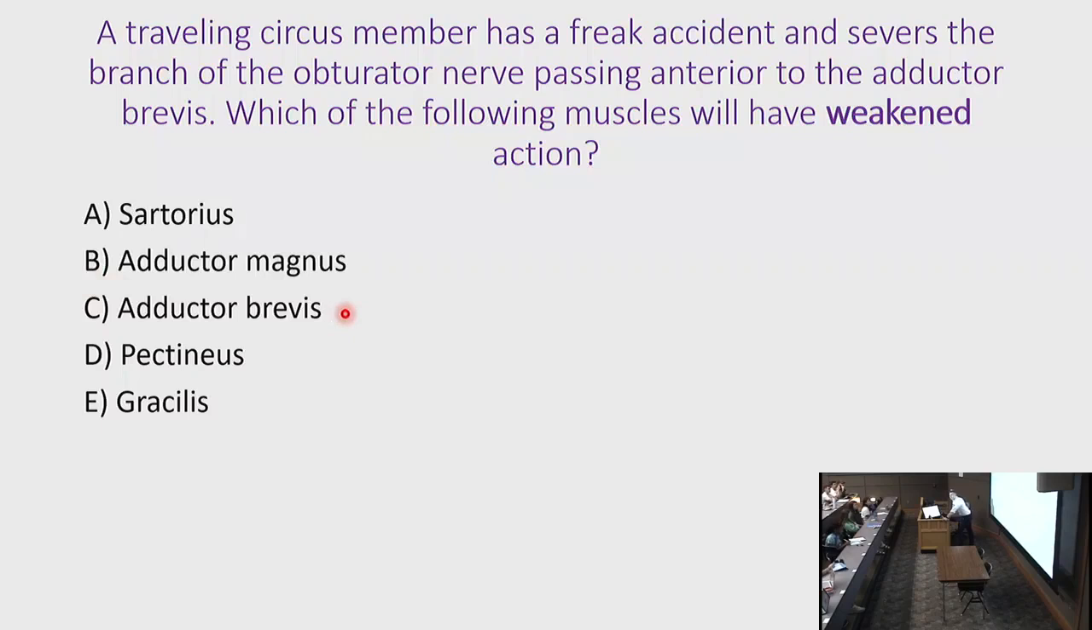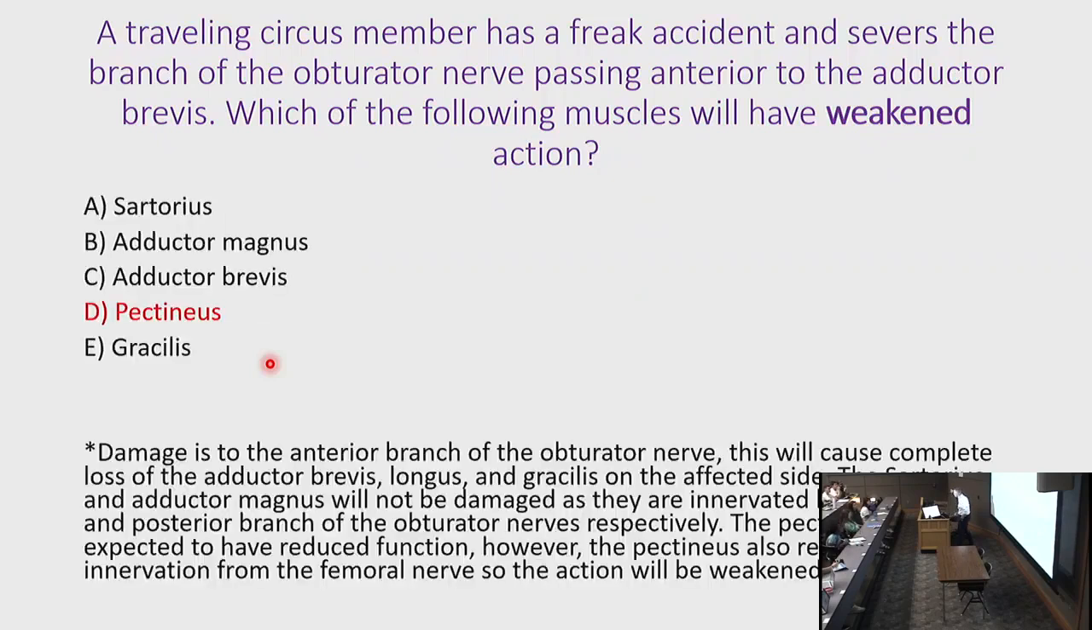Adductor brevis, only innervated by the anterior division. So that would be loss of all of the motor function, because there's no other nerve that's innervating that muscle. Pectineus is getting dual innervation from the femoral nerve and the anterior division of the obturator nerve. So it would still get some innervation, but it would have weakened action due to the fact that you've lost that anterior division of the obturator. All right, so the answer here is pectineus. Any questions on that one?